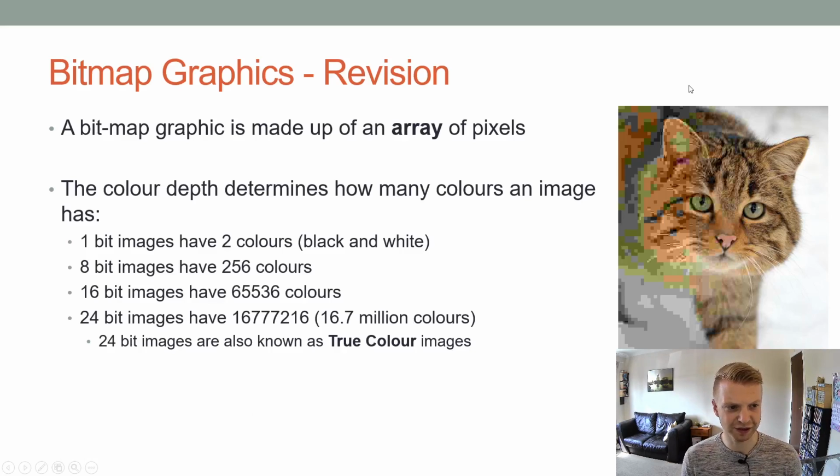So this picture of the cat, it's 8 bits on this side and 24 bits on the other side. As you can see, it doesn't even have the colors to represent this side of the ear, so it's made it this weird kind of green color because it's only got 256 to work with.